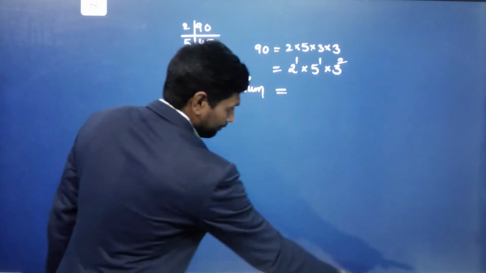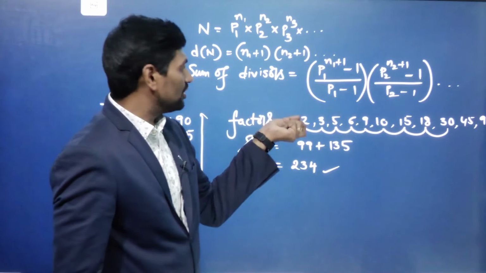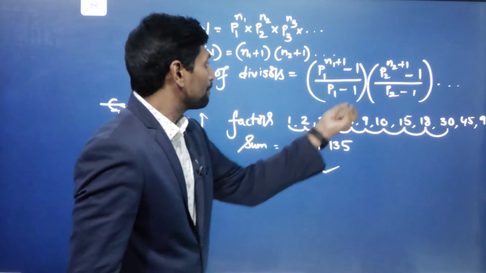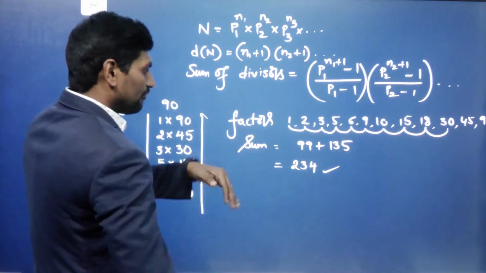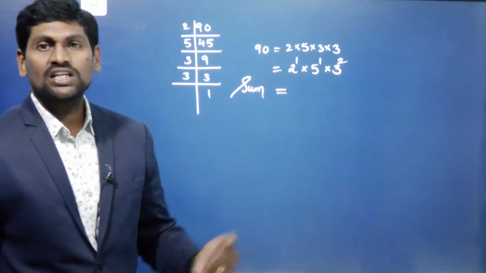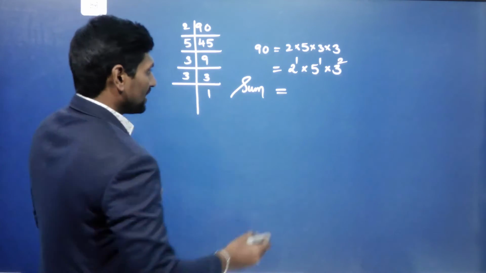Like in the previous problem, we have discussed the formula: sum of divisors equals (P1 power n1 plus 1 minus 1) by (P1 minus 1), times (P2 power n2 plus 1 minus 1) by (P2 minus 1). If you have one more prime number, you can take (P3 power n3 plus 1 minus 1) by (P3 minus 1). Okay? Let us apply the formula here.